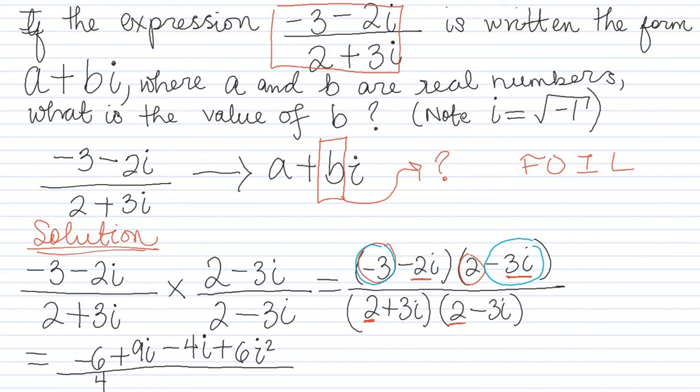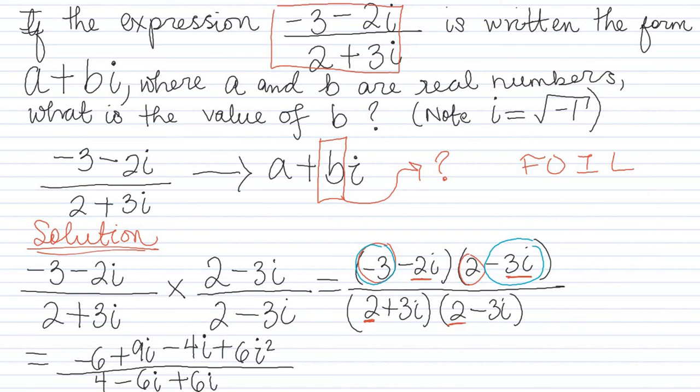And then the outers, what is outermost when you look at both brackets combined. What is outermost on this side is 2, and on the other side is negative 3. So you have 2 times negative 3, that's negative 6i. What is innermost, when you look at both brackets combined, is positive 3i and 2. So that is plus 6i, so 3 times 2.